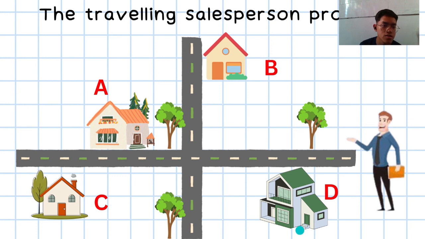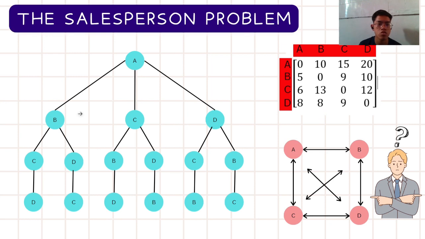So next is the traveling salesperson problem. The traveling salesperson problem is we need to find the shortest way to visit all the houses so that we can save all the time and the energy. So here is the time and points A, B, C and D. From this we can create multiple ways for the salesperson to travel.